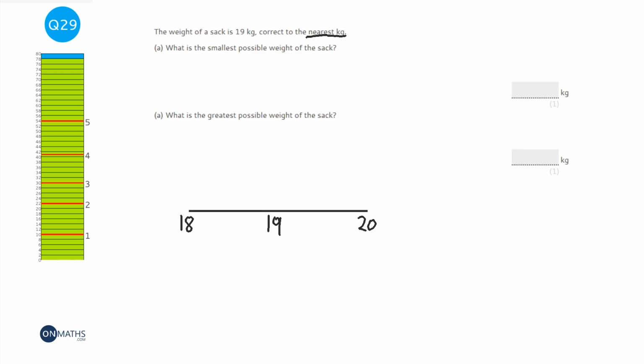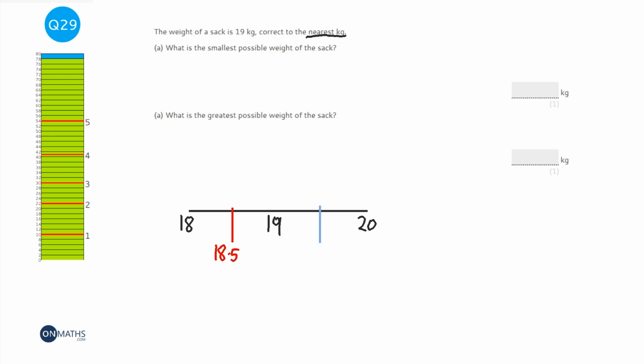And then I think, well, what's the cutoff point between 18 and 19? So I draw a line down here, and the cutoff point would have been 18.5. So if it was 18.4, it would have been rounded to 18, but 18.5 or more, it's rounded to 19. And I do the same on the other side. So I draw a line between here and here.